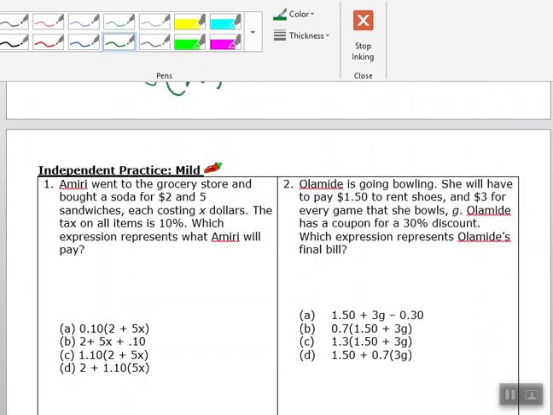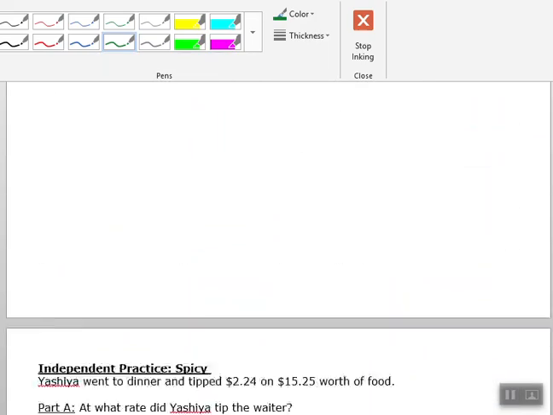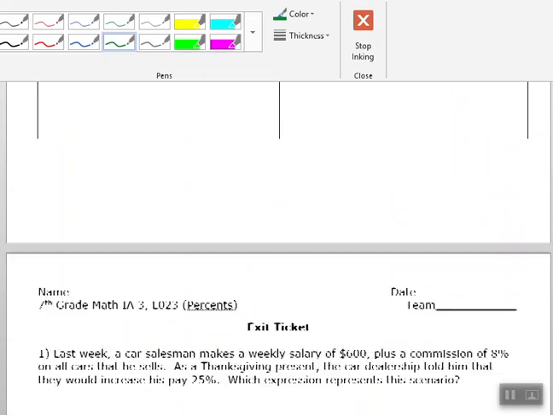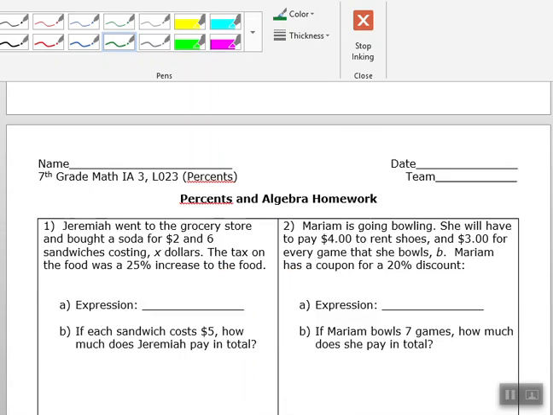Meet me down here at the homework. We'll do just one of those together.